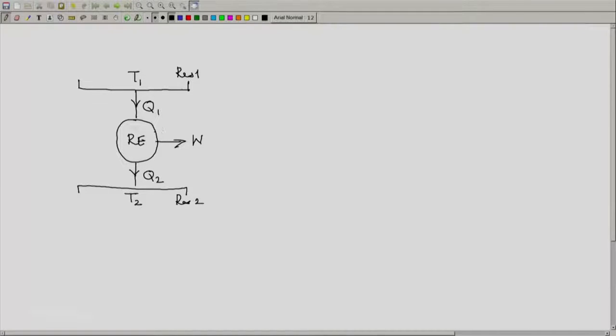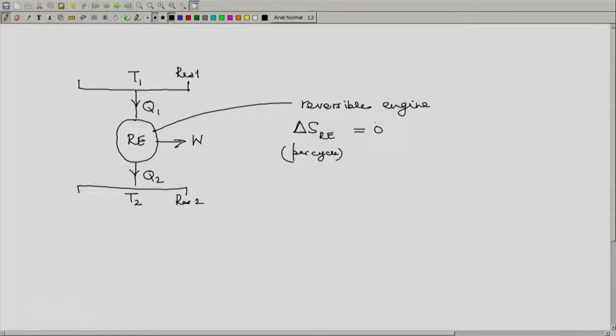Notice that this is a reversible engine, a Carnot engine, and hence for every cycle the delta S of this reversible engine per cycle will be 0. But let us evaluate this and we will notice that this is 0, but it should also be equal to, now notice that this Q1 is absorbed when the temperature of the system, that is the reversible engine, is T1.